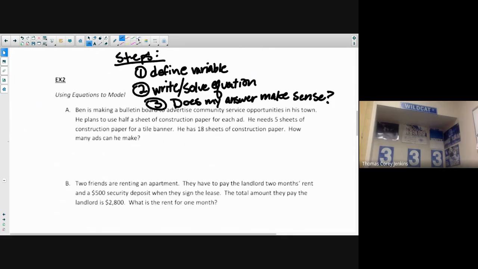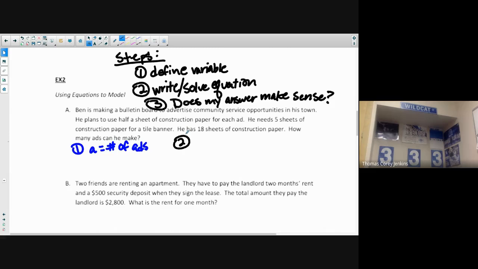So if I want to define my variable, a good easy way to do that is look for what it's asking you to find. I'm looking at my last sentence. It says how many ads can he make? So my variable needs to stand for a number of ads. So I'm going to use A equals number of ads. Now we've got to read back through. Generally, you're looking for numbers from the story problem when it comes to writing your equation.